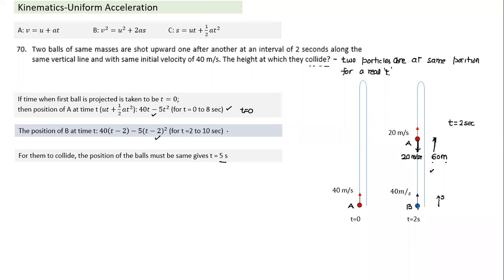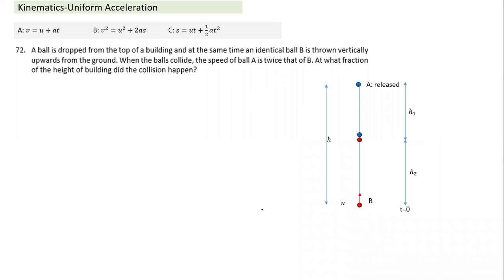And the moment you have 3 seconds here, I can easily calculate. I can either use the formula, or after 3 seconds the velocity will become 10. So with 40 and 10, the average speed becomes 25. 25 into 3 is 75, so 75 meters it will rise. So that is how we can solve. Next question.